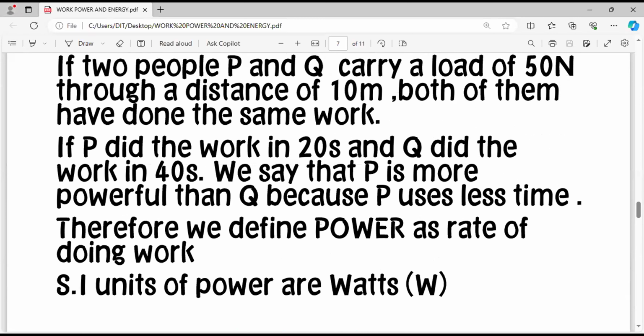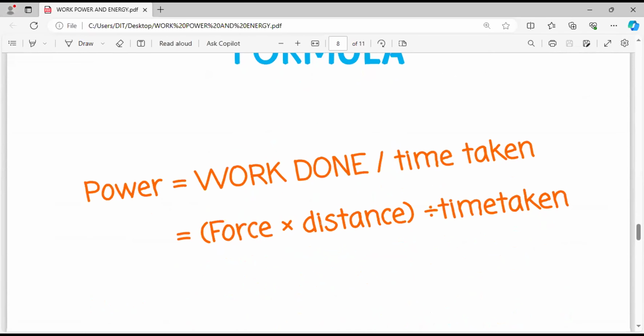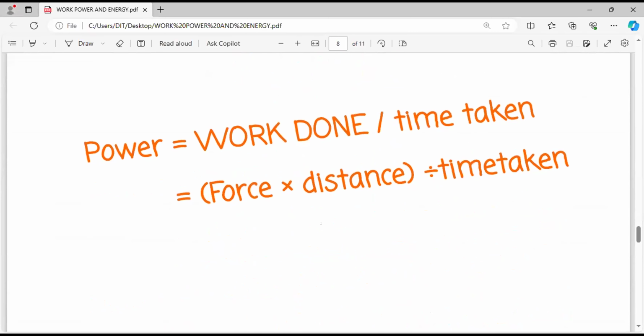What do you do in a specific time? How much work do you do maybe in a second? That is power. How many jerry cans can you carry in 1 hour? That is power. So it is the rate at which you do work that we define as power, which is measured in watts. So the formula for power has been given to us here.